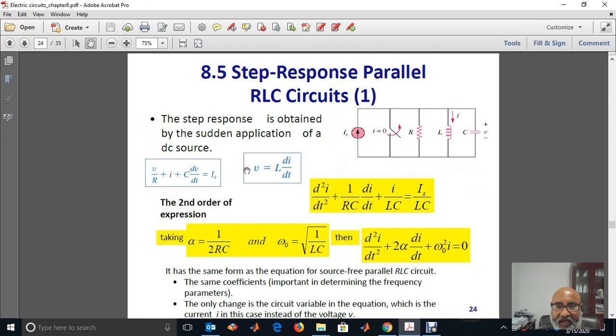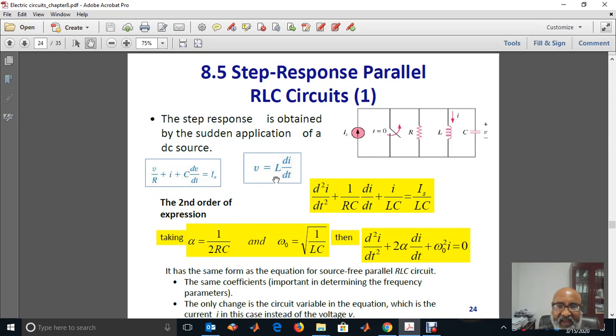Okay, source-free parallel RLC circuit. For the parallel RLC circuit, again we apply KCL. At t equal to 0, this switch is open. That means there is a source current IS for the resistor, the inductor, and the capacitor. So by taking this node, we have V over R plus I plus C dV by dt is equal to IS. C dV by dt is the current through the capacitor. V over R is the current through the resistor.